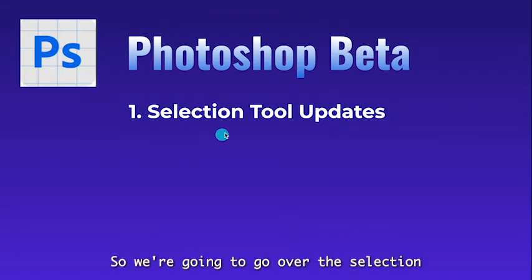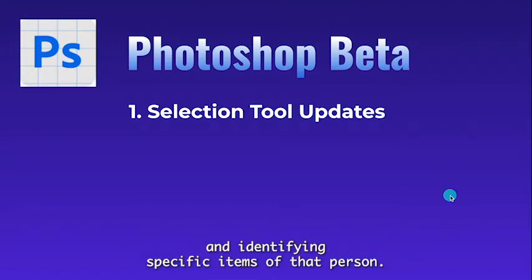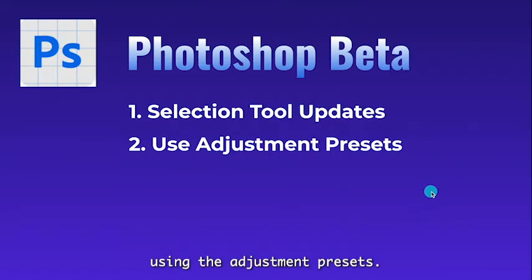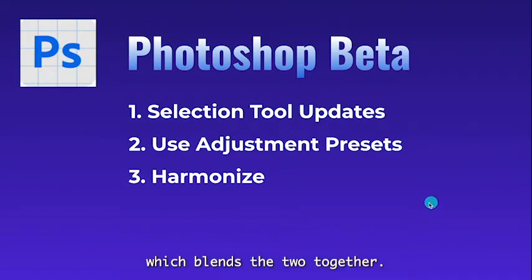So we're going to go over the selection tool updates, specifically selecting an image of a person and identifying specific items of that person, and then we're going to be adjusting those elements using the adjusted presets. And then we're going to harmonize the foreground and background images, which blends the two together.